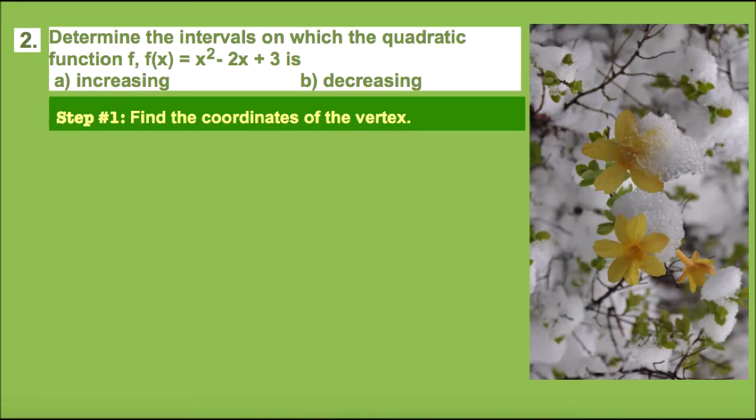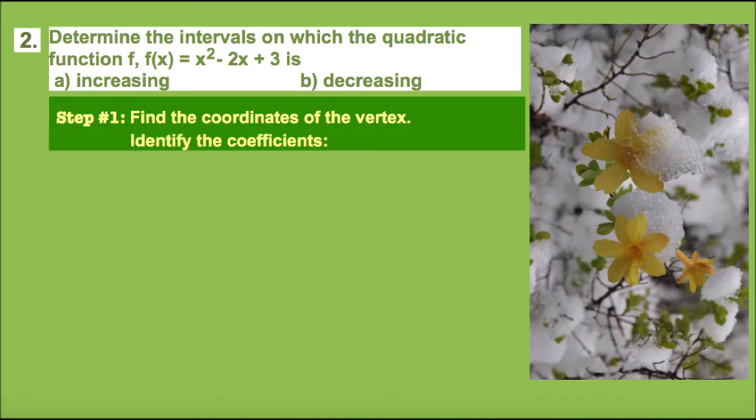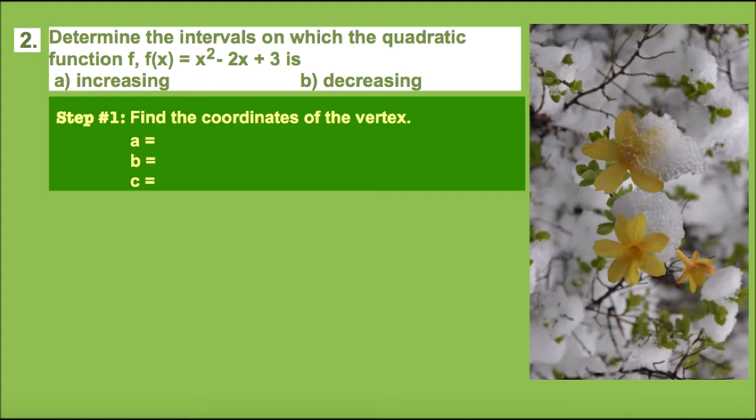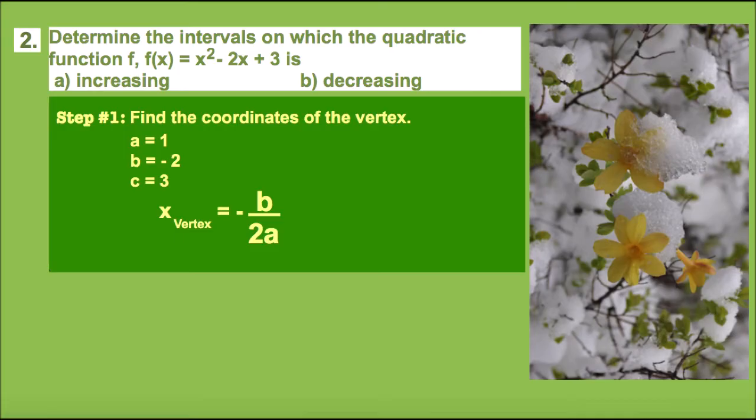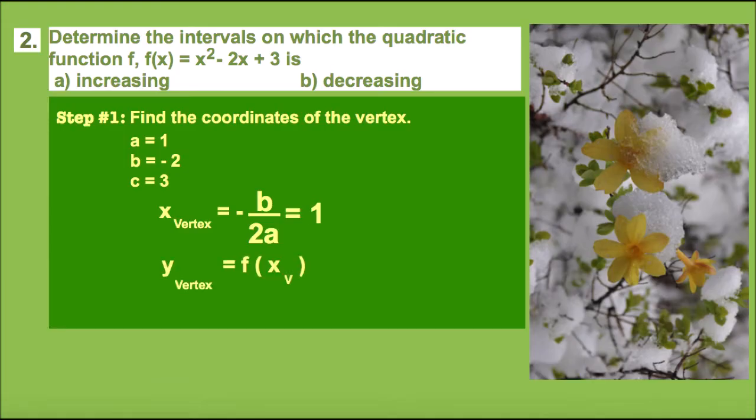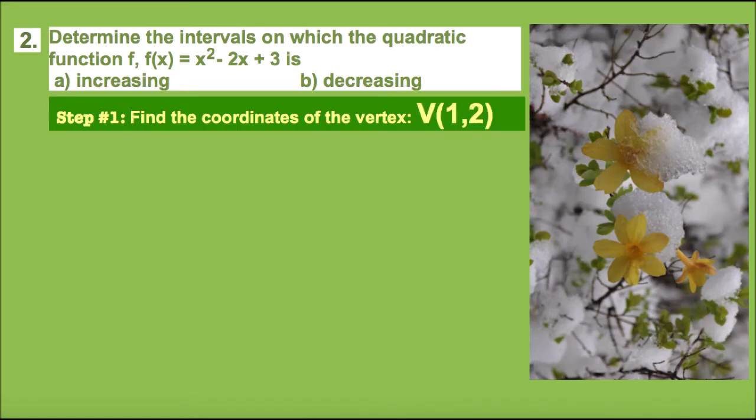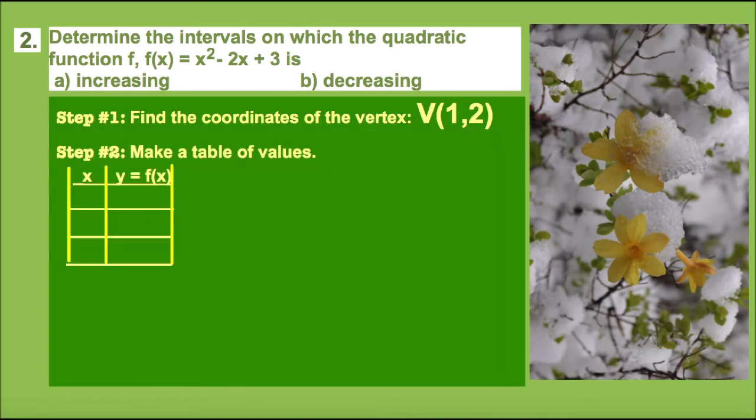Step 1. Find the coordinates of the vertex. Identify the coefficients a, b, and c being 1, -2, and 3. The formula for the x vertex is -b over 2a, which is equal to 1 in this case. Our y vertex is f of x vertex, which results in 1 squared minus 2 plus 3 equals 2. Thus, the vertex's coordinates are (1, 2).